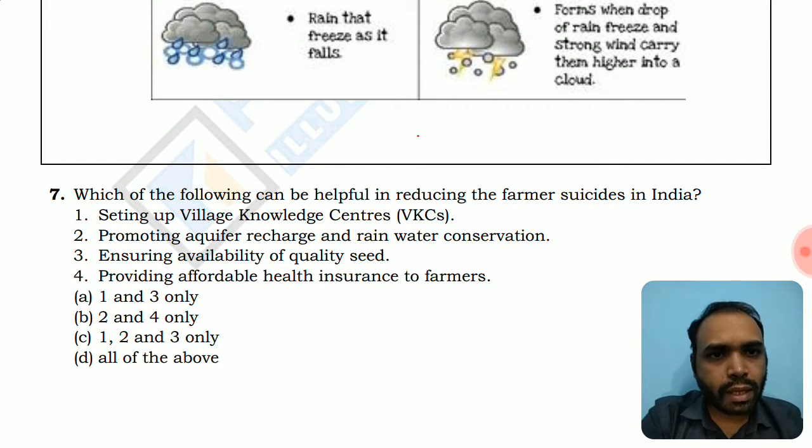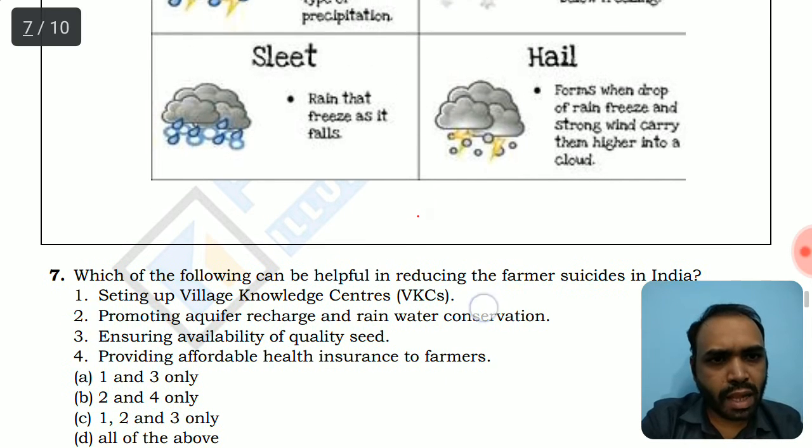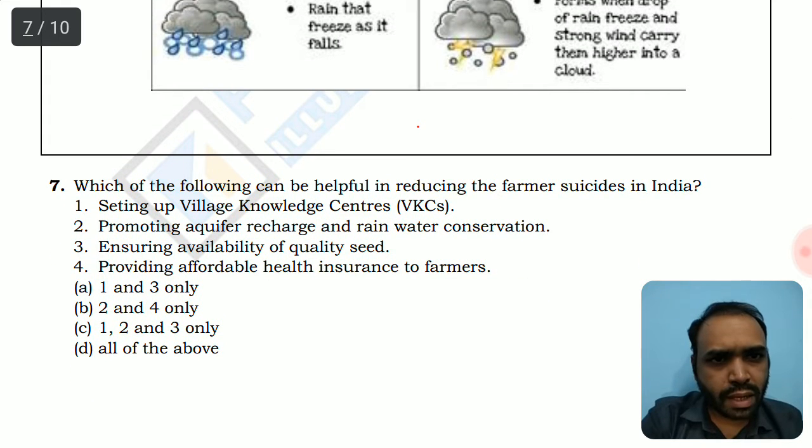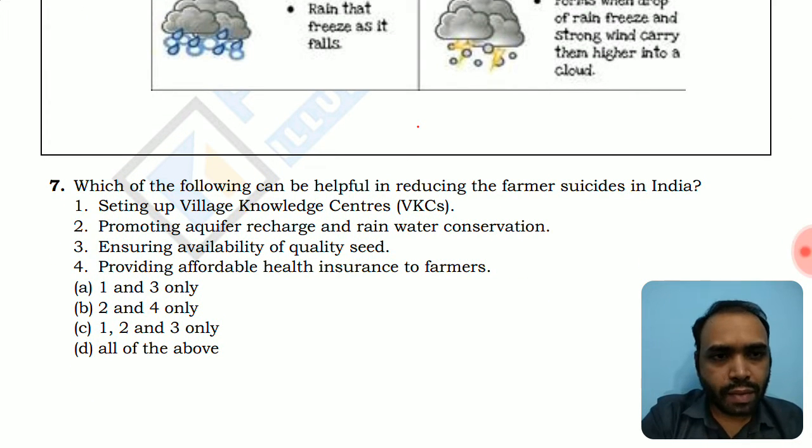Which of the following can be helpful in reducing farmer suicides in India? Any step which is going to provide some relief to the farmers, their stability, and secure the productivity of the farmland, they all are going to contribute to the reduction of farmer suicides. Let's read these options. They are definitely easy. Setting up village knowledge centers will enhance the knowledge about farming and their livelihood. Promoting aquifer recharge and rainwater conservation: often faced with conditions of drought, the farmers are losing their cropland, and that becomes one of the reasons why farmers are prompted towards suicides.